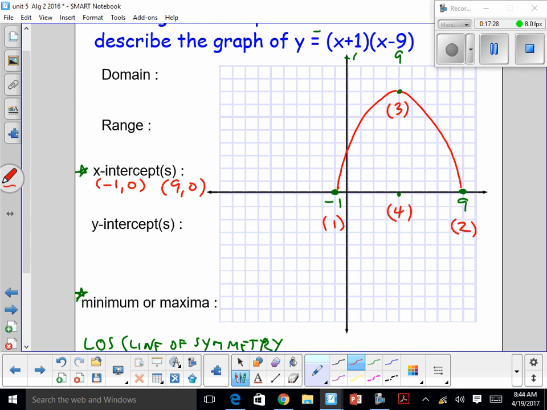All right, this table right here, we're looking for the maxima. What's the coordinates for the maxima? 4, comma 8. Yeah. So 4, comma 8.